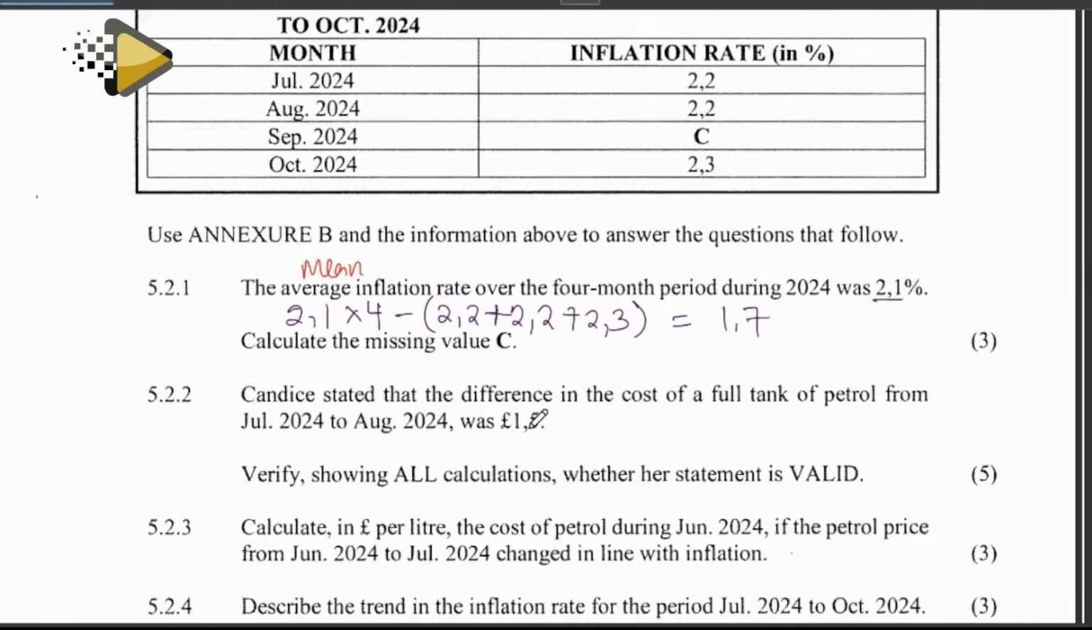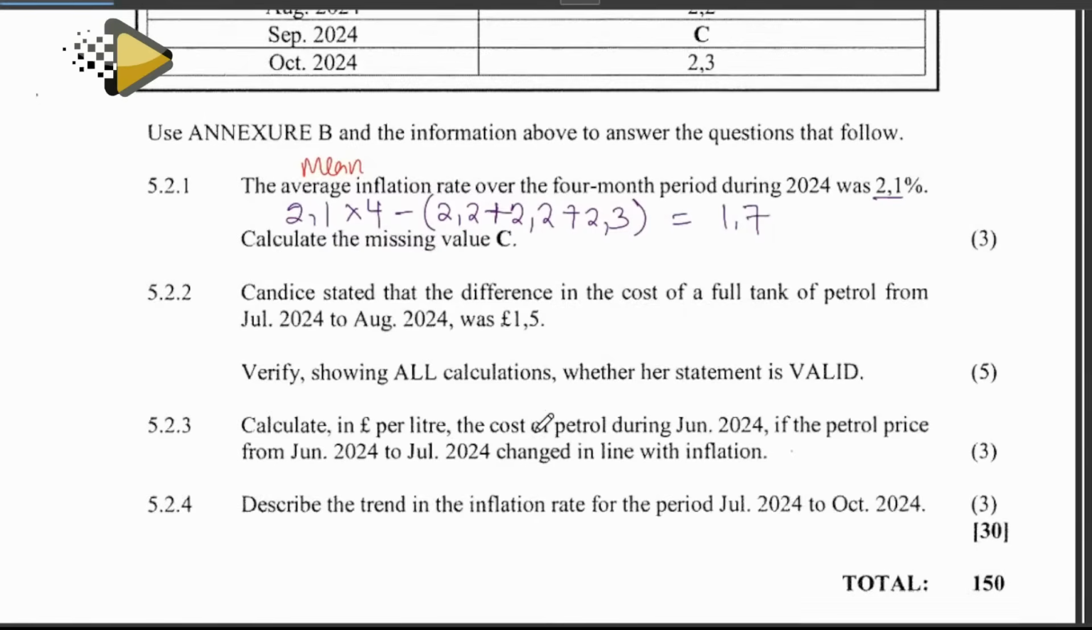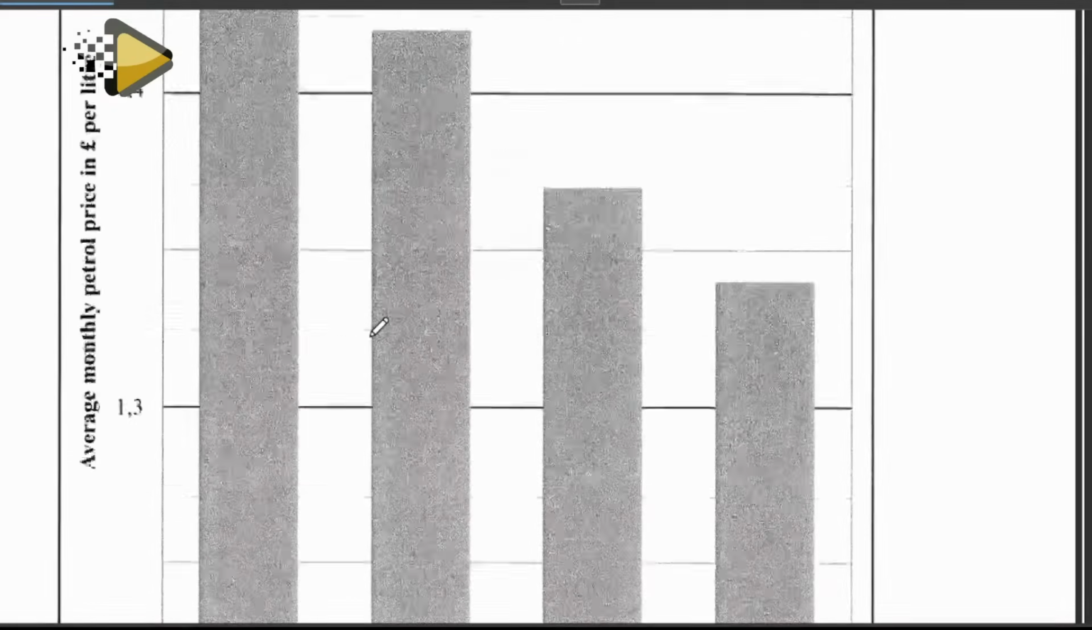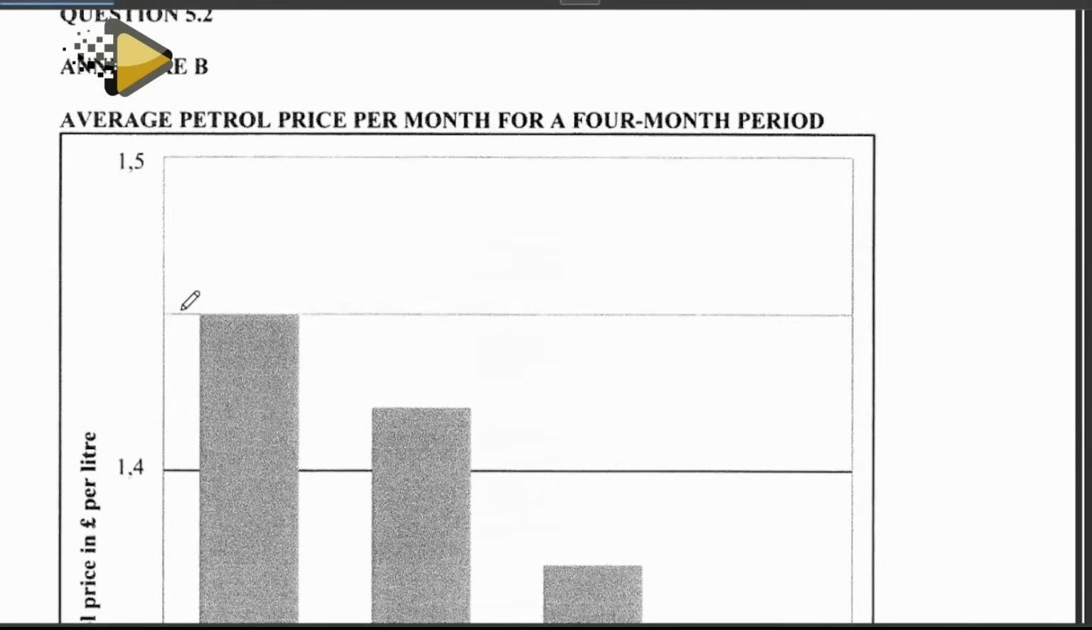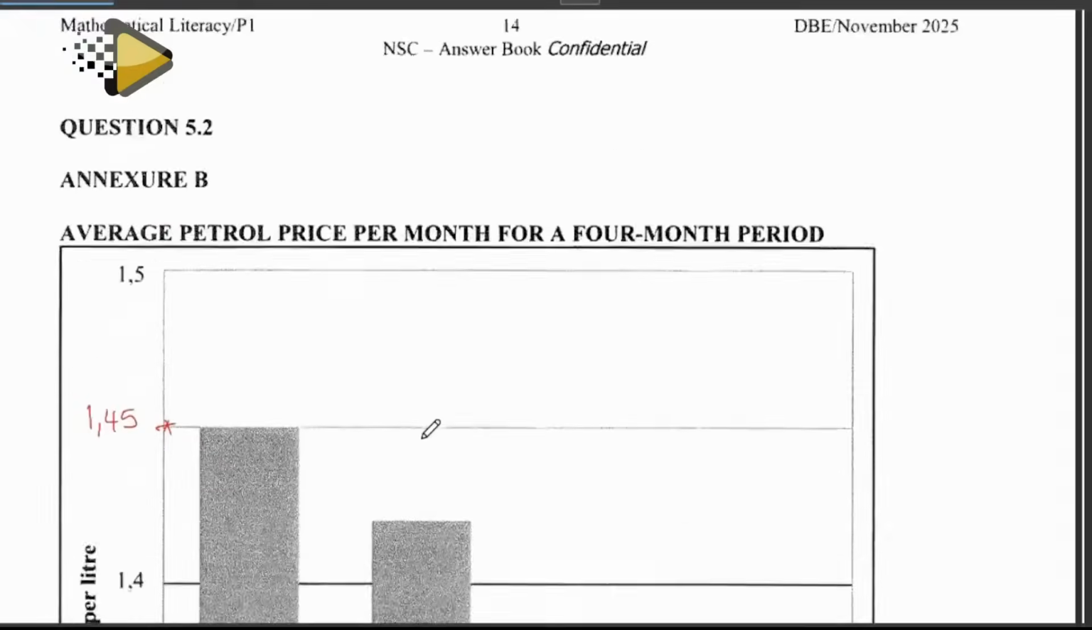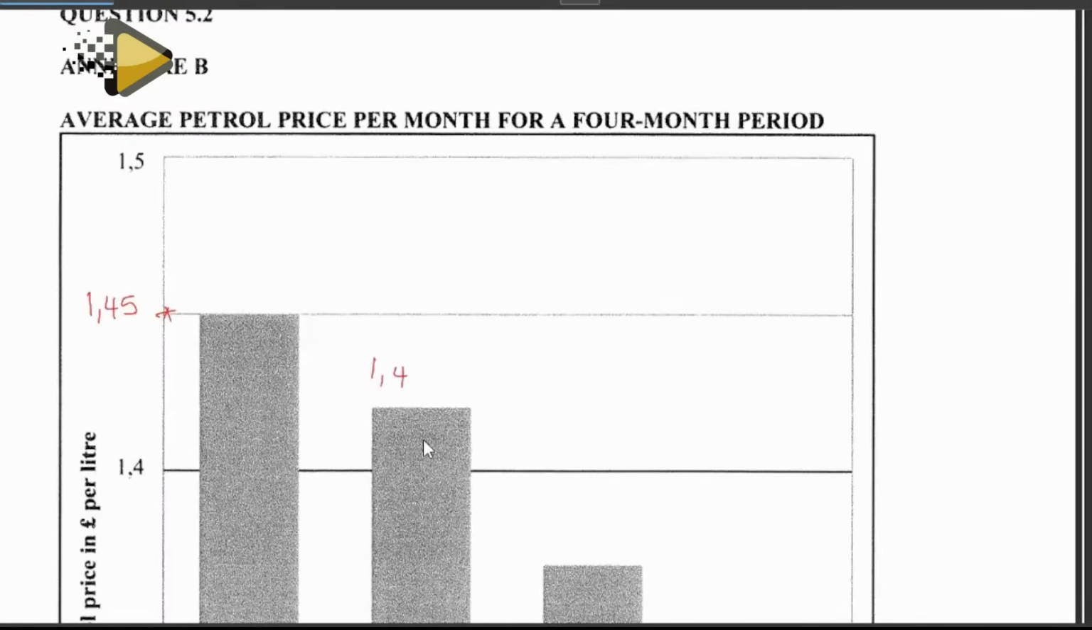Okay. Cassidy stated that the difference in the cost of a full tank of petrol from July 2024 is this much. So let's look at the full tank now. This is cost per liter. Approximately, this could be 1.45 where it is. And when you come here, August, this could be 1.4, to 2.5, I believe. It's a quarter. It's half of that.